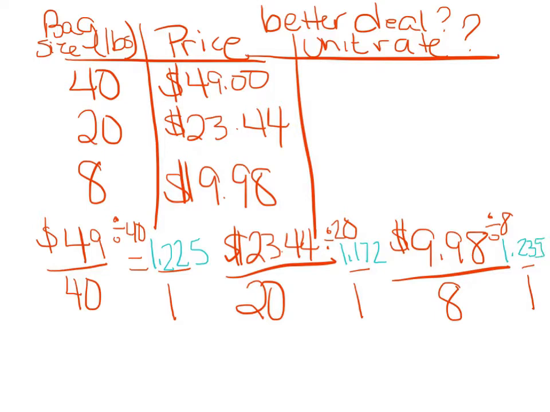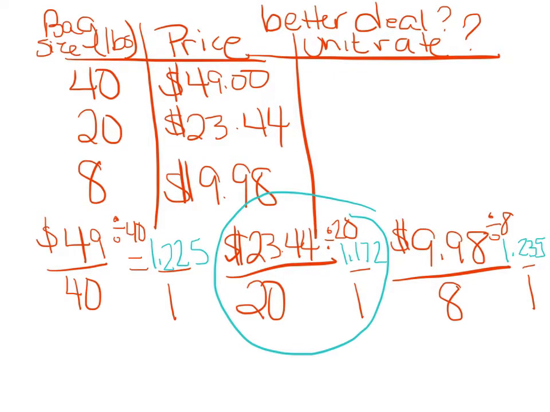And the third one comes out to be 1.235. So our better deal, the cheapest one per ounce, or per pound, sorry, is this one. So our answer would be B, or the 20-pound bag. That's our better deal. Hopefully that makes sense.